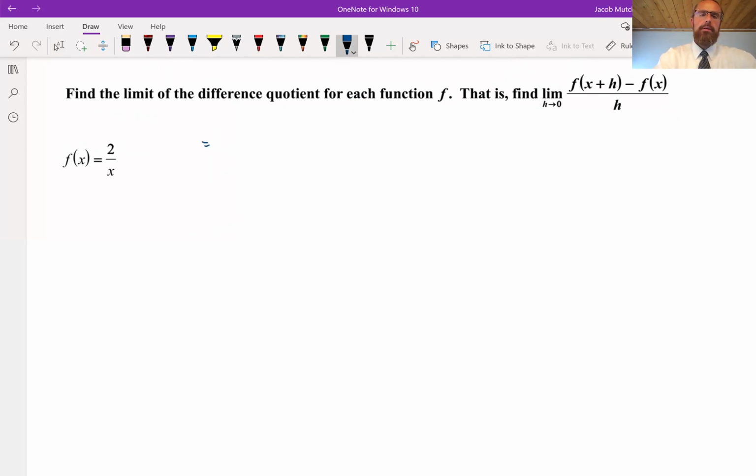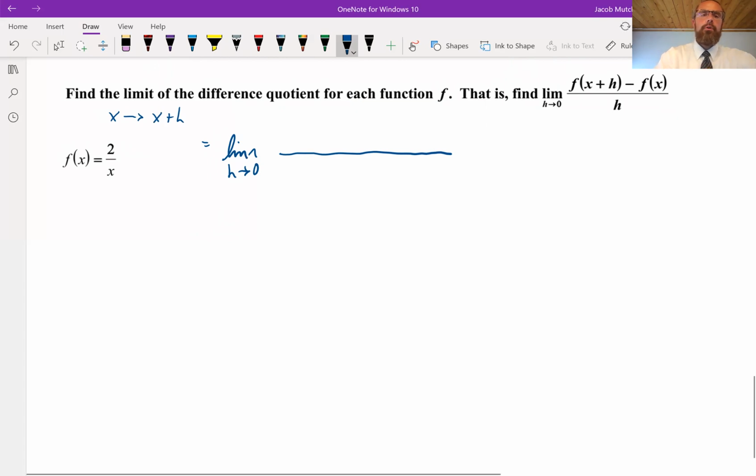So it is the limit as h approaches 0 of the function. So again, remember, I'm substituting in x plus h at the outset for that first version of f of x. It's f of x plus h. So this is going to be 2 over x plus h. And then my minus f of x is going to be minus 2 over the original, just x. And then down in the denominator, h.